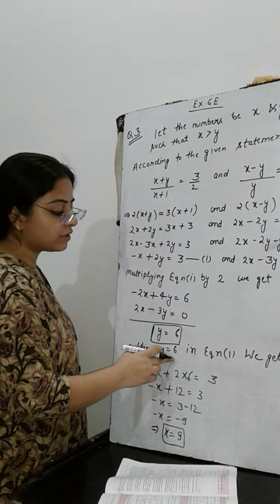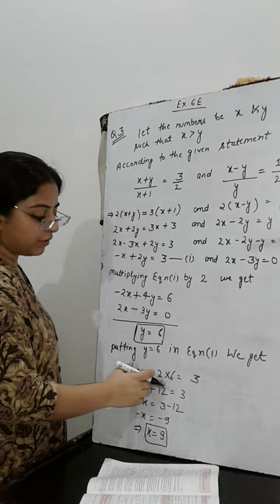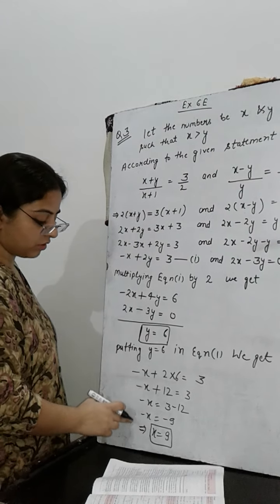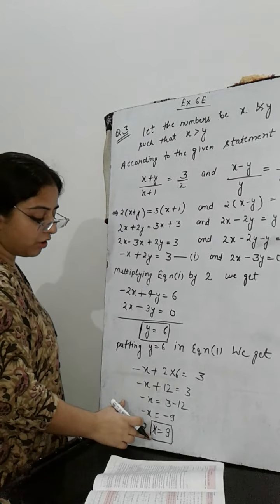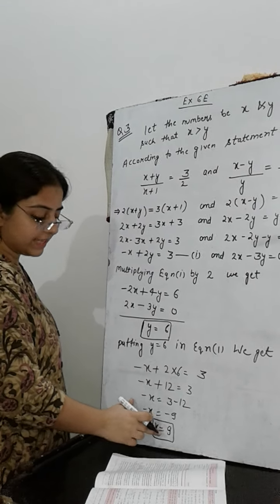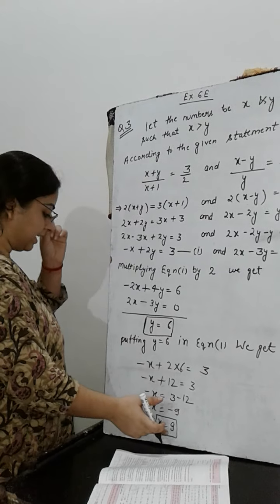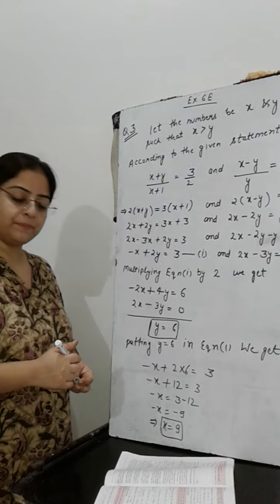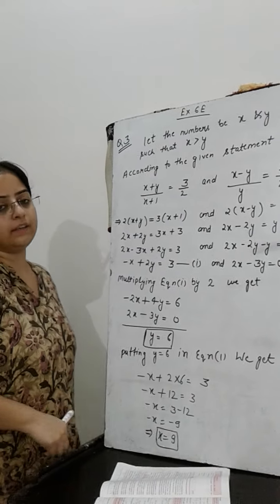Now putting y equals to 6 in equation number first, we got minus x plus 2 into 6 equals to 3. On solving, we get x equals to 9. Thus the value of one number is 9, that is x equals to 9 and y equals to 6, and the greater number is 9 and the smaller number is 6 here. So it was only asked to find the value of these numbers.